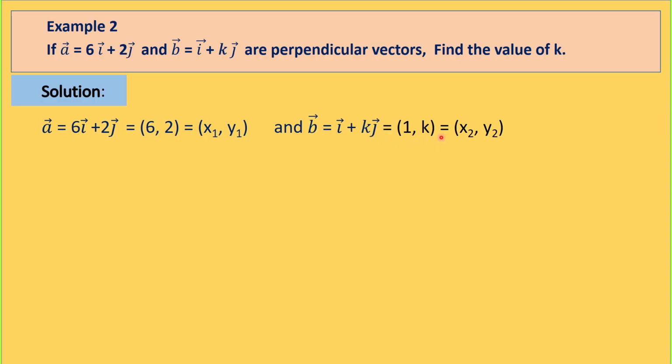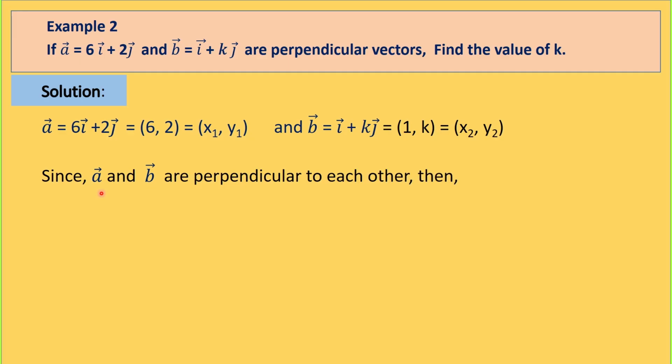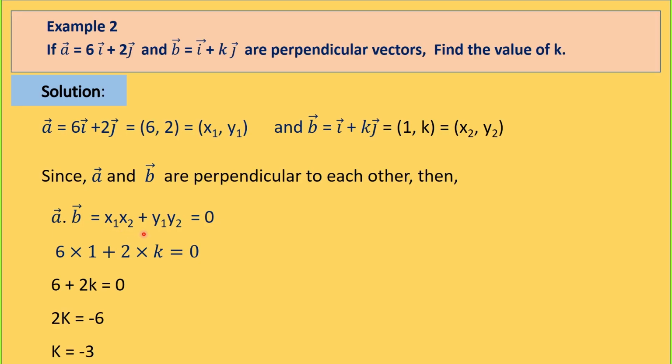Now, since vector A and vector B are perpendicular to each other, then we can write vector A dot vector B is equal to x1 x2 plus y1 y2, that is equal to 0. When we solve this problem, we can find the value of k is equal to minus 3. This is the required answer.